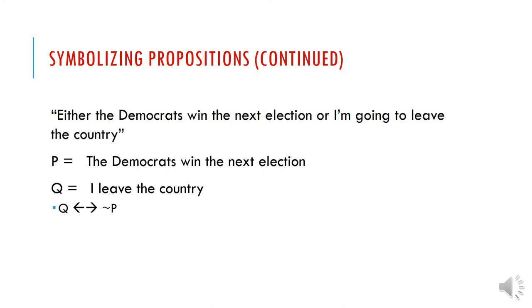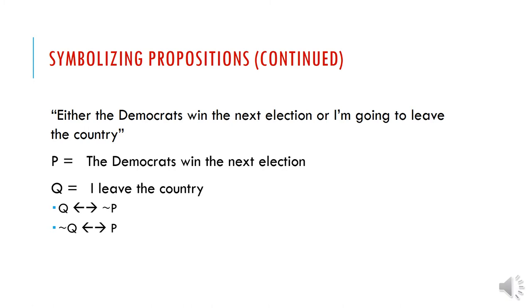Either or statements are a little tricky in that I'm not saying that either the Democrats win the election or I leave the country in a way where both can be true. Instead, I'm saying that if one happens, I'm negating the other. And if the other happens, I'm negating the first. So here, if the Democrats win, I will leave the country. And if I leave the country, it means the Democrats must have lost. It can also be written this way. All we're saying with this negation biconditional is that when one happens, the other has to happen.